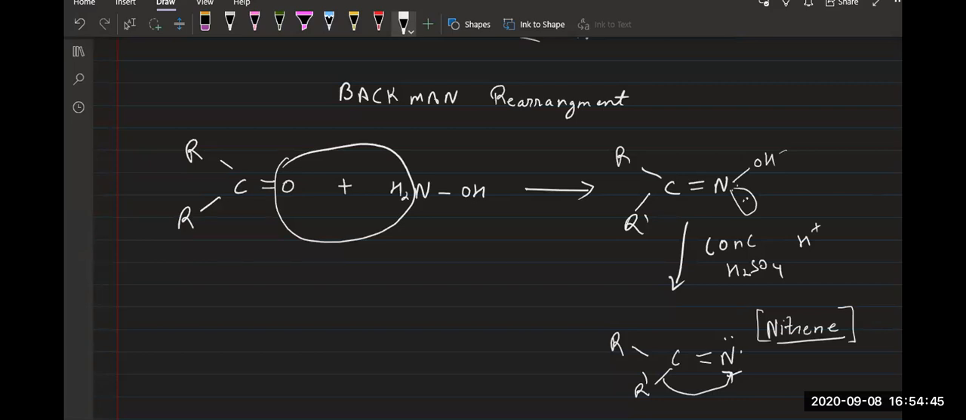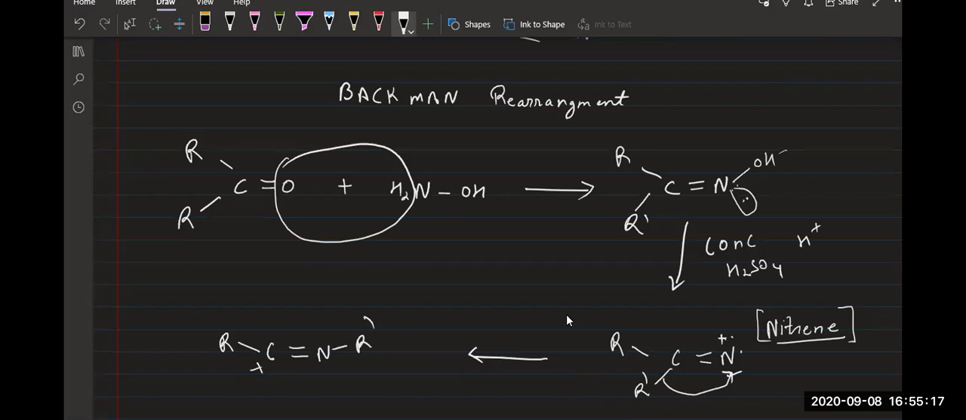Then obviously after migration, what you will get? You will get something like this: C plus double bond N, plus R dash. Agree? Anyone have any doubt in this?